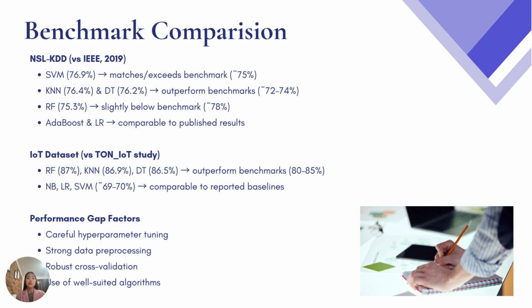So, moving to benchmark comparison, I compared results with recent IEEE studies. For NSL-KDD, my SVM and KNN slightly exceeded benchmarks. Decision tree also outperformed, while Random Forest was slightly lower. For IoT, Random Forest, KNN, and decision tree outperformed published benchmarks, while naive Bayes, logistic regression, and support vector machine were comparable. This shows my systematic preprocessing and tuning led to comparable and superior results.